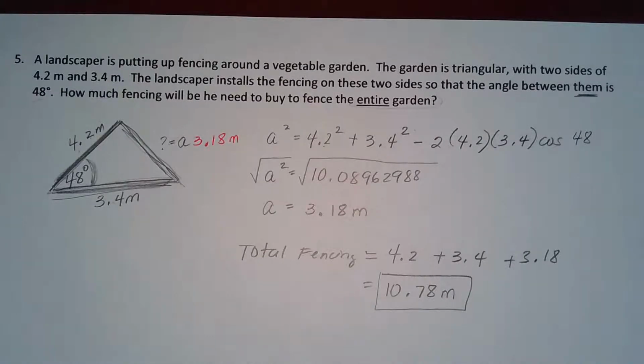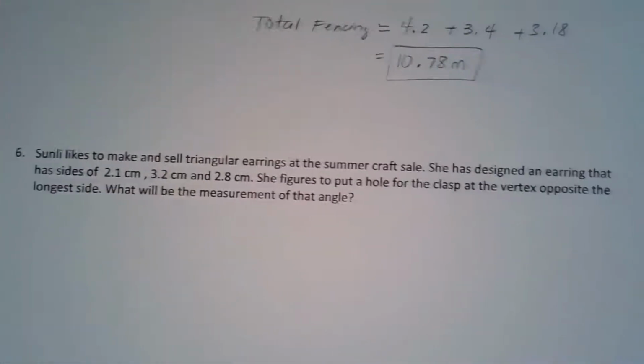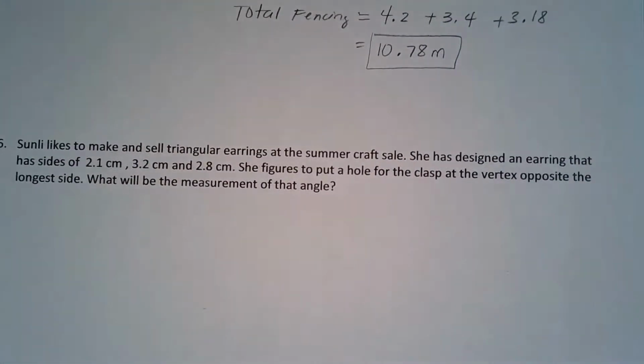Okay, so that's question 5. We're on number 6, the final question in this one. Sun Li likes to make and sell triangular earrings at the summer craft. She designed an earring that has sides 2.1, 3.2, and 2.8.